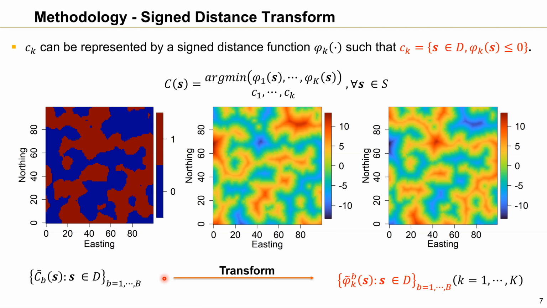So in this step, given the ensemble of unconditional tree predictors, we're going to transform them into an ensemble of signed distance functions for each category. So if you have k categories, you're going to have k ensembles of signed distance, each ensemble representing one category.